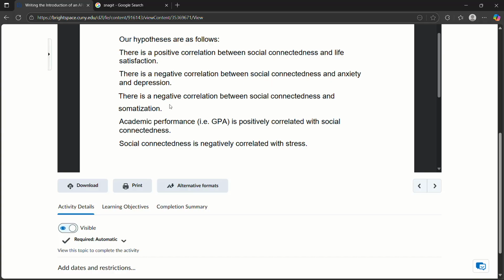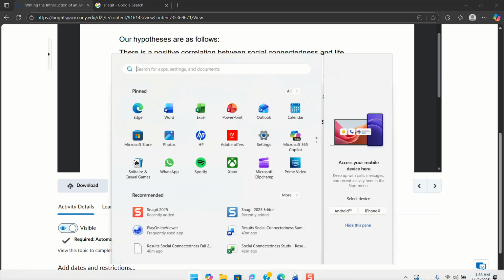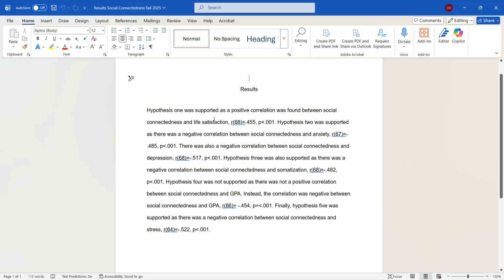Hypothesis 3, with a negative correlation between social connectedness and somatization, that was supported. Hypothesis 4, with GPA and social connectedness, not supported. And hypothesis 5, social connectedness negatively correlated with stress, was supported. So 4 of those 5 were supported, and you can see that clearly in the results section, right? So hypothesis 1 was supported, 2 was supported, both in anxiety and depression, 3 was supported, 4 was not supported, and 5 was supported. So 4 out of 5 were supported, this is a really good result.